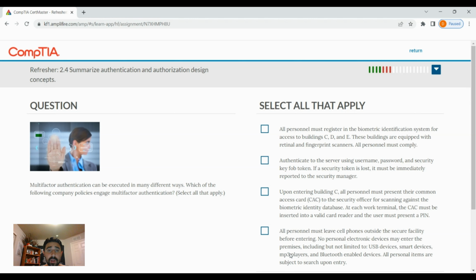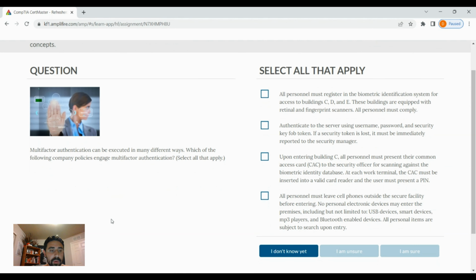Now, CompTIA is a great resource for people wanting to get into the tech field, like cybersecurity, cloud computing, all sorts of different networking ventures that you can take with these CompTIA certificates that you can earn. So let's continue here. Multi-factor authentication can be executed in many different ways. Which of the following company policies engage multi-factor authentication?